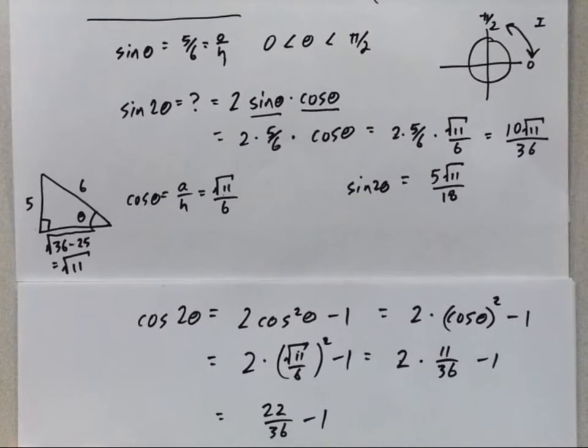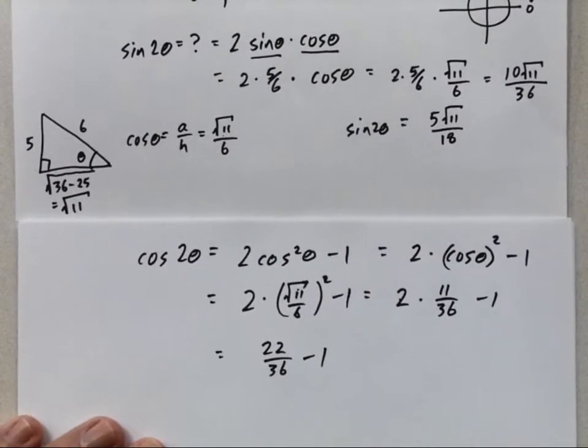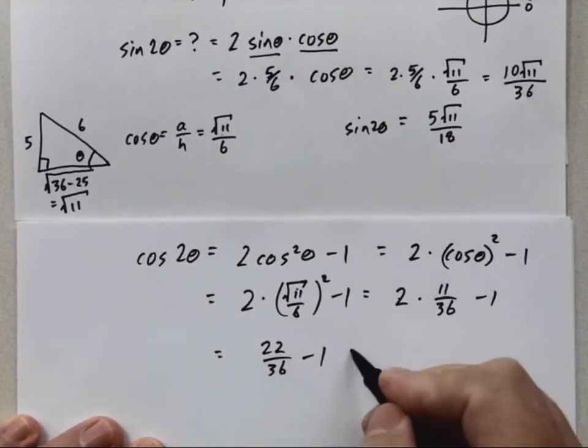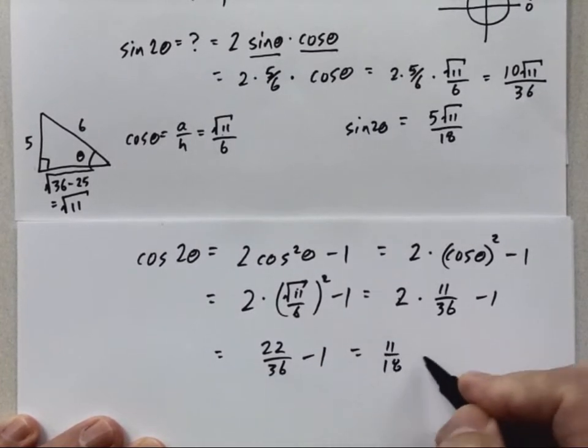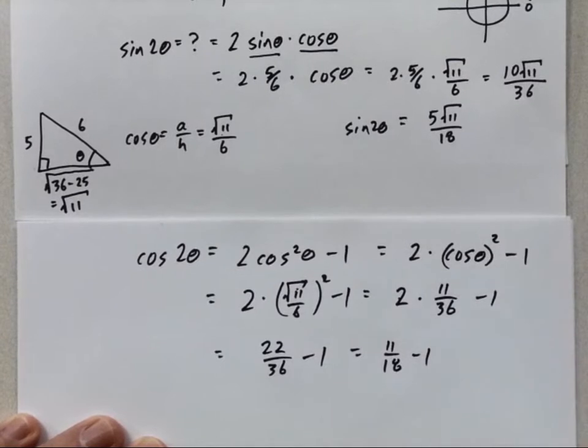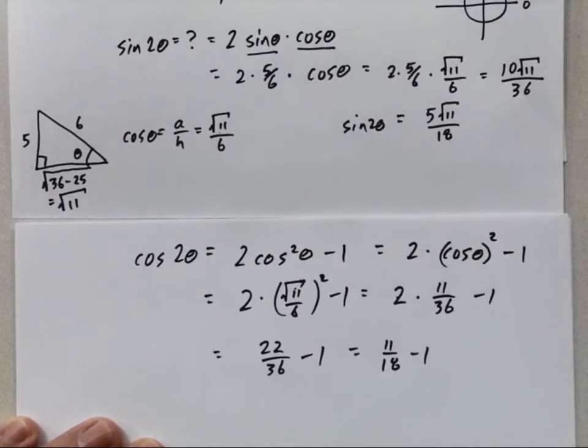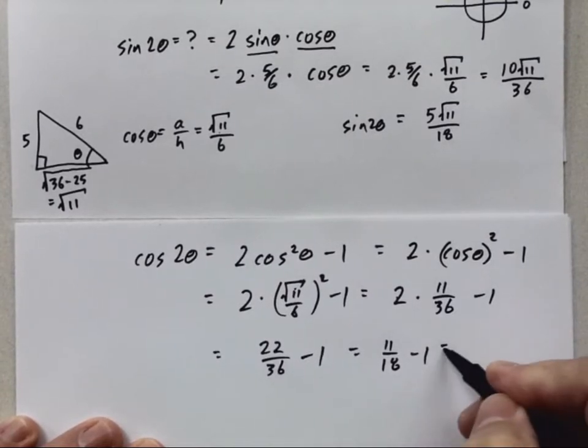So we have 22 over 36 minus 1. Now this once again reduces to 11 over 18 minus 1. I need to combine these. Here I have a fraction, and I've subtracted a number. In order to combine these, I have to get a common denominator.